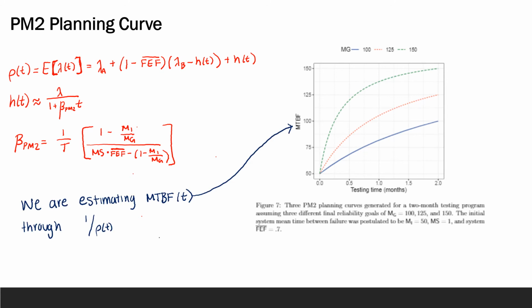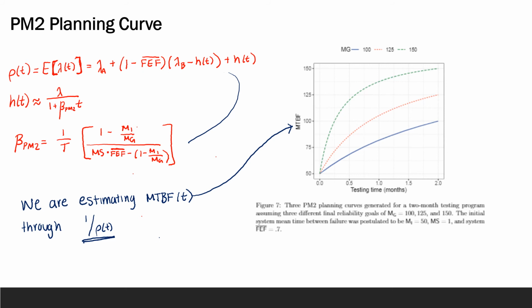So understanding that PM2 has these 3 particular equations here, where we have rho of T equal to this expression, which utilizes H of T, and H of T utilizes this beta sub PM2. How do we get a curve from all of this? And how should we understand MTBF in this context? Well, under PM2, we're estimating or approximating MTBF through 1 over rho. And because we're estimating MTBF via 1 over rho, we're utilizing these 3 equations.